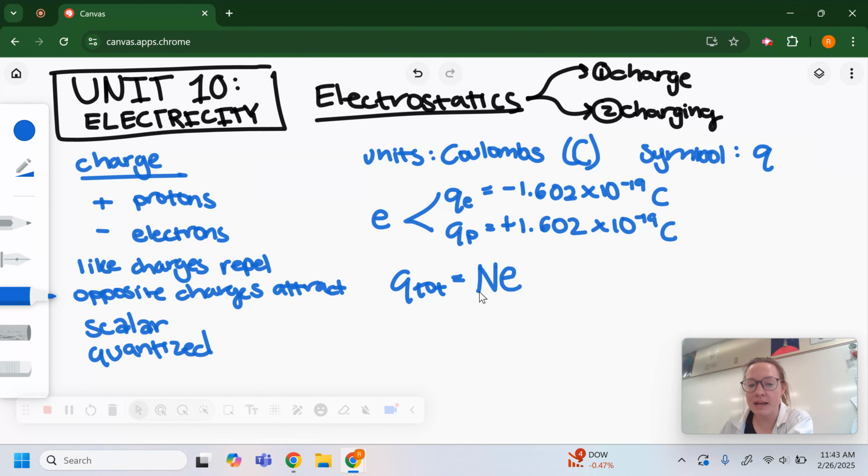That means that if something has 5 electrons, it has 5 times 1.602 times 10 to the negative 19th coulombs worth of charge. If something has 17 electrons, it has 17 times 1.602 times 10 to the negative 19th coulombs. This is what we mean when we say that charge is quantized: it only comes in whole number multiples of e. You can't have half of an electron. N always has to be a whole number. And this equation is worthy of your bag of tricks.